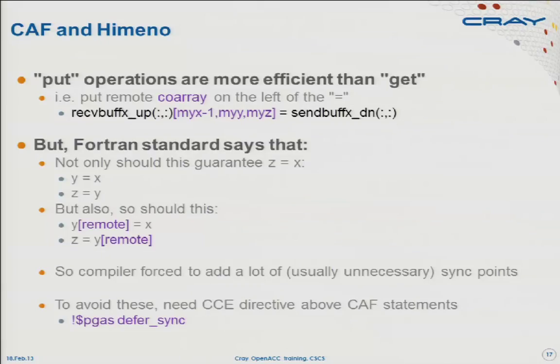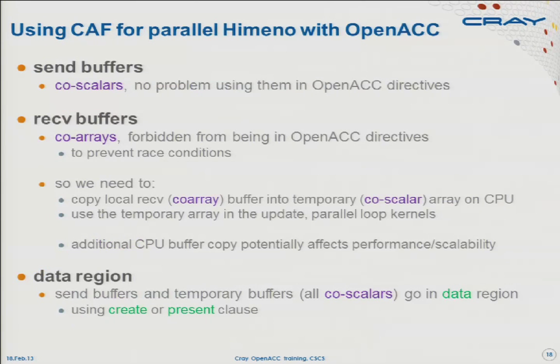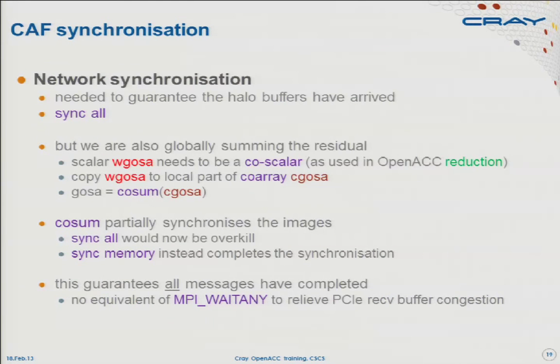So the fact that everything is supposed to just happen completely asynchronously and with no control, the compiler is forced to add a lot of synchronization points to make sure that this sort of thing doesn't end up as a race condition. If you want to get rid of these because you're very confident that your code will not have race conditions, then you have to add directives in with the Cray compiler. So it's a bit of a hack.